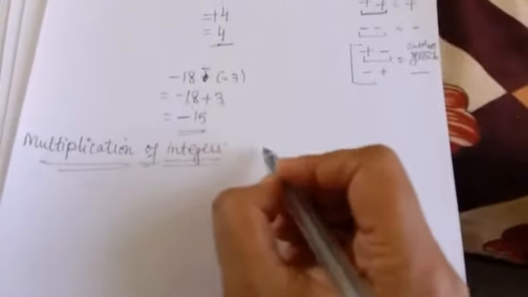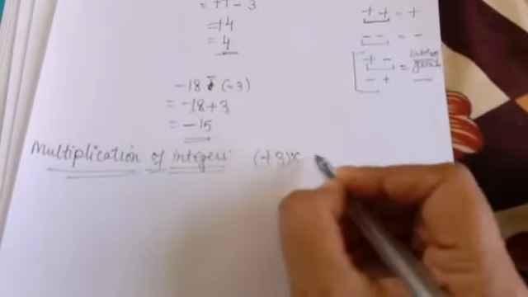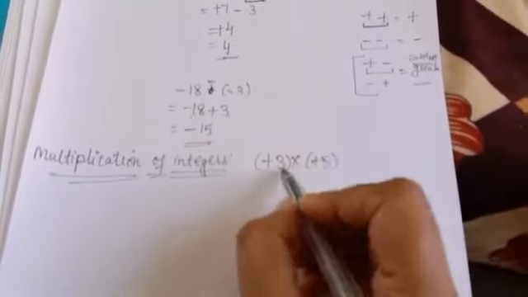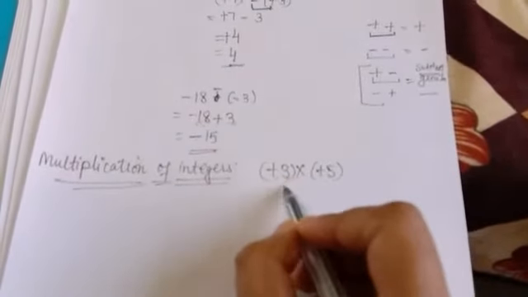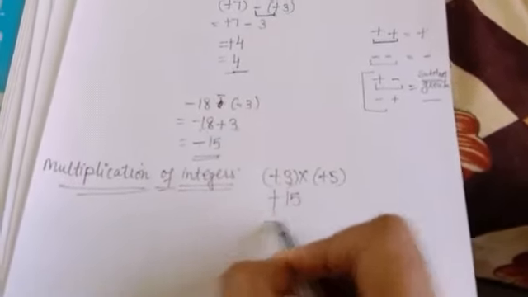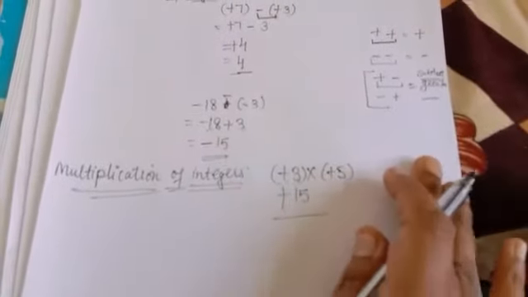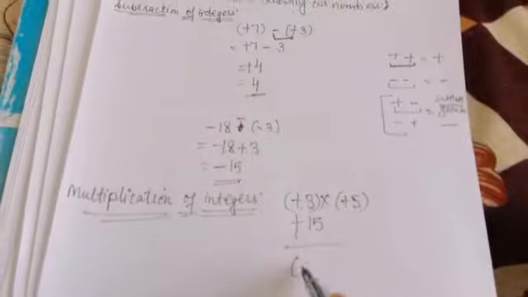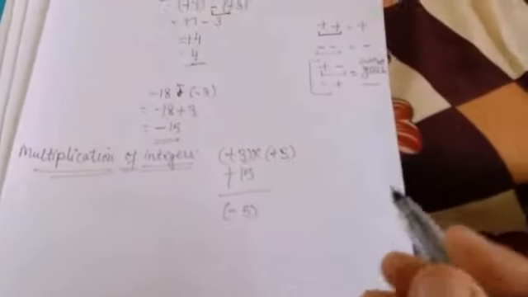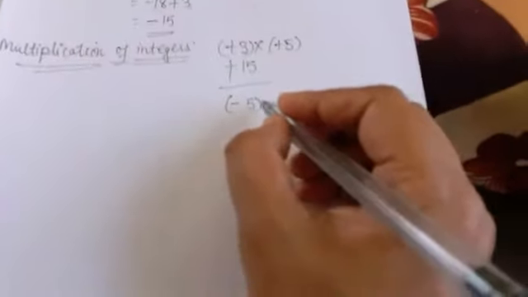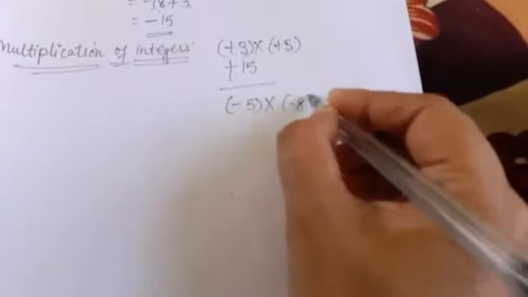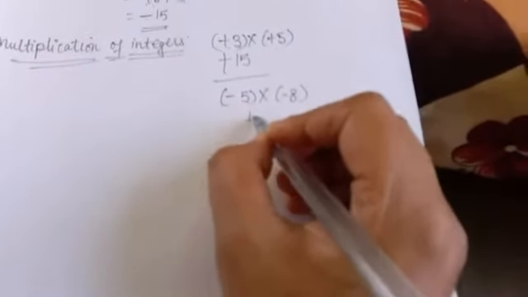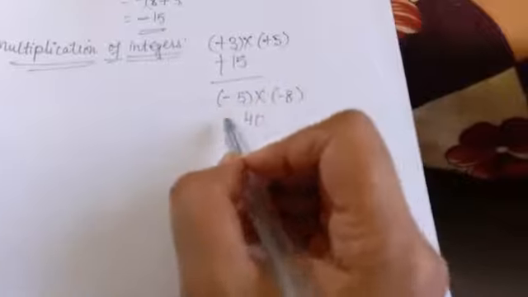See, I have a number plus 3 multiply plus 5. We have to multiply the numerical value. 3 into 5, that is 15. Answer always will be with the positive sign. But whenever we are multiplying two numbers with negative sign, minus 5 multiply minus 8, 8 5s are 40, and negative negative is positive.